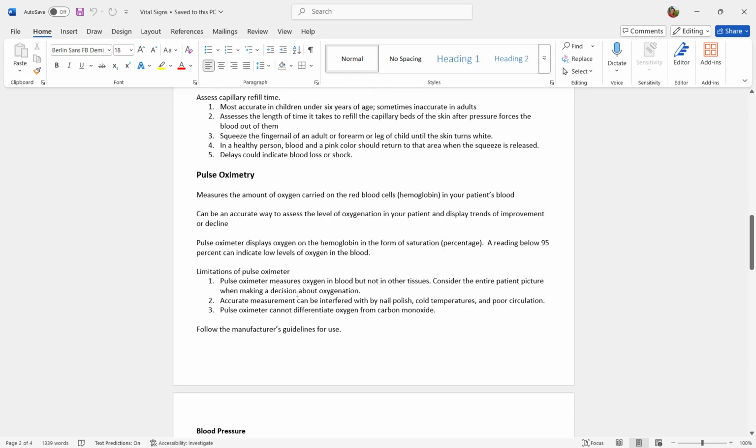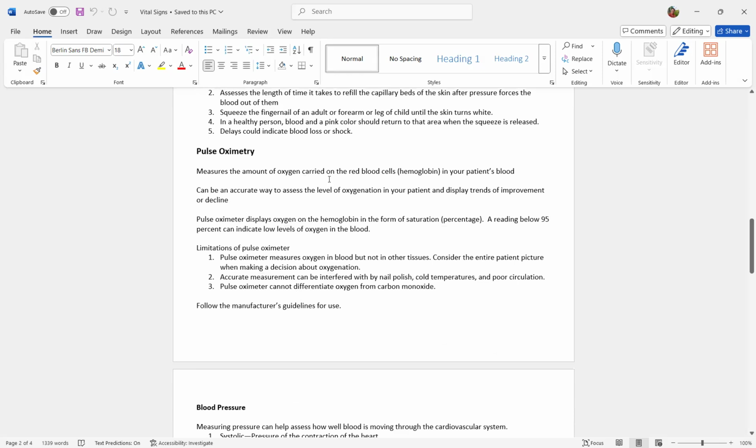Pulse oximetry, again, that measures the amount of oxygen carried in the red blood cells or hemoglobin, and is an accurate way to assess the level of oxygenation that our patient has. And at certain readings, we want to put oxygen on them.